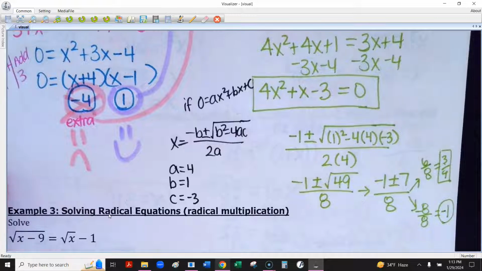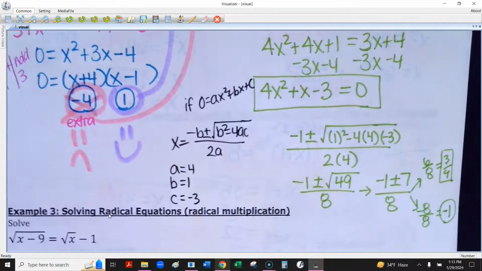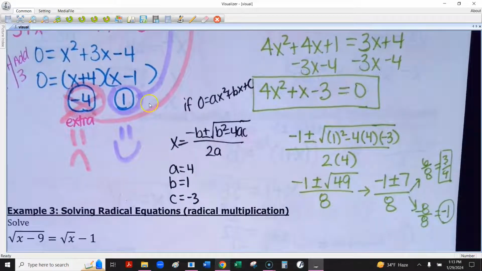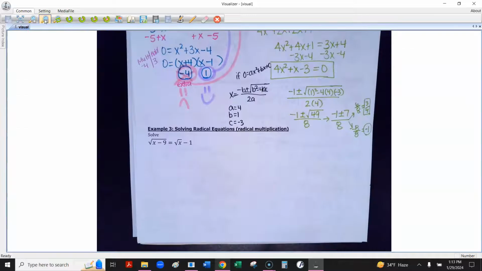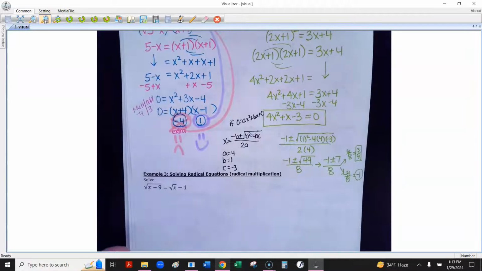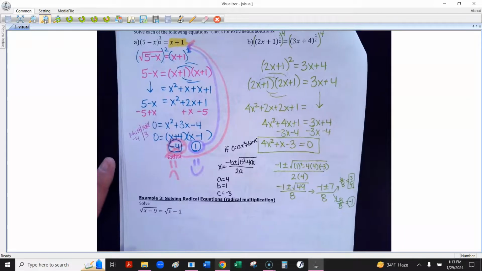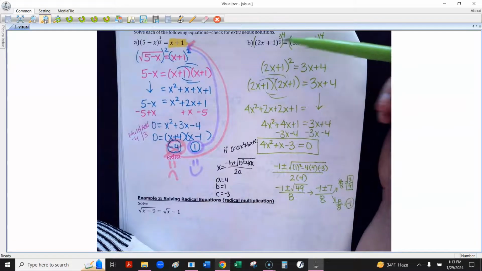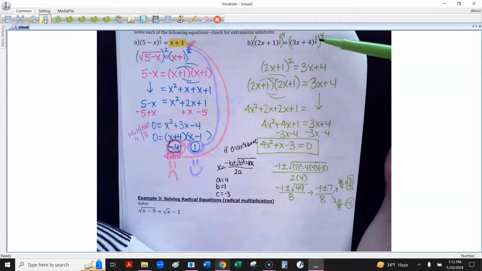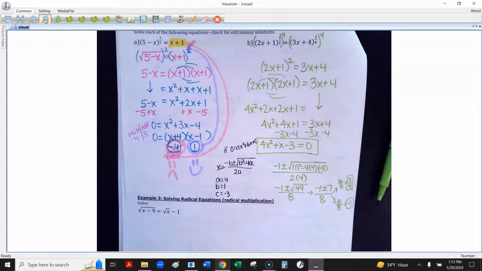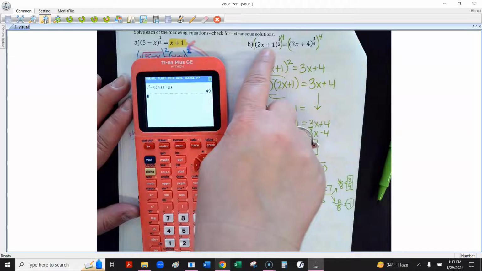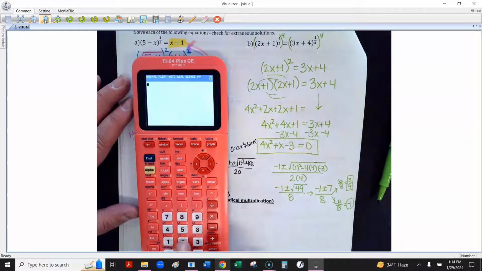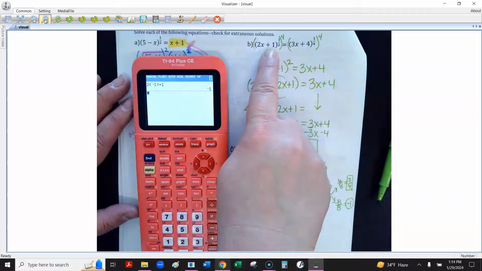All right, now in terms of checking both of these really quickly, I'm going to zoom back out so you guys can see the original problem up here. Now, in the original problem, I really have a square root and a 4th root. And for either one of those, I cannot do that for a negative number. So I'm going to plug it in and make sure it doesn't make that expression negative. So if I do 2 times negative 1 plus 1, I'm really taking the square root of negative 1.